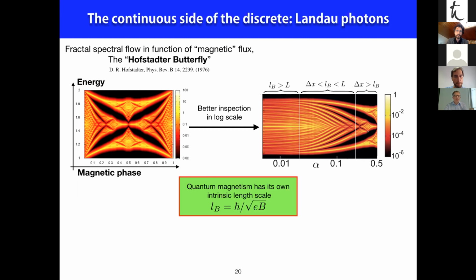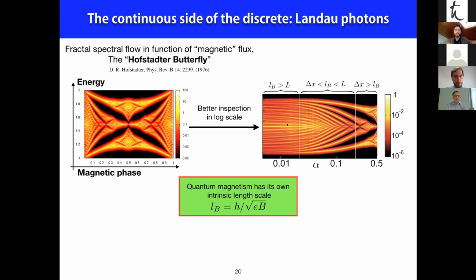We can understand these three regions by introducing the so-called magnetic length scale, which is well known to people who work on the quantum Hall effect. This magnetic length scale can be compared to the main length scales in the game, which are the size of the system, if the system has finite size, and the lattice spacing, because this is a lattice. In one limit, the magnetic length is much larger than the system size. And here there is this continuum. Why is there this continuum?